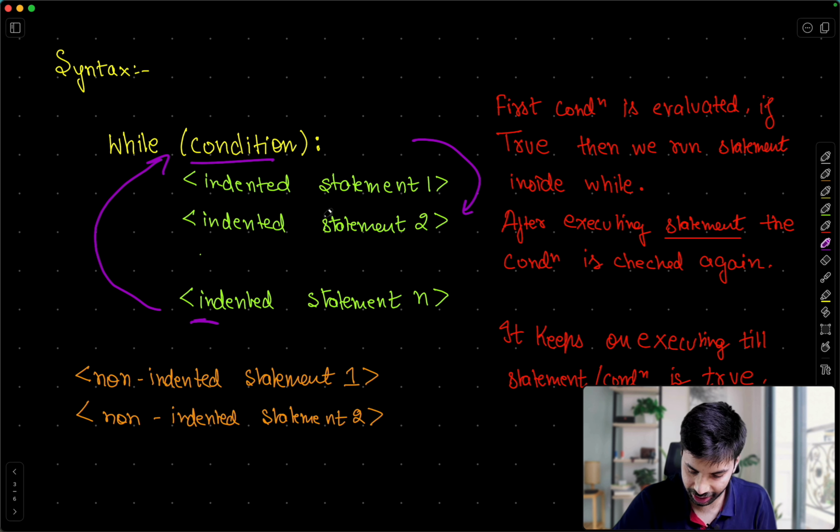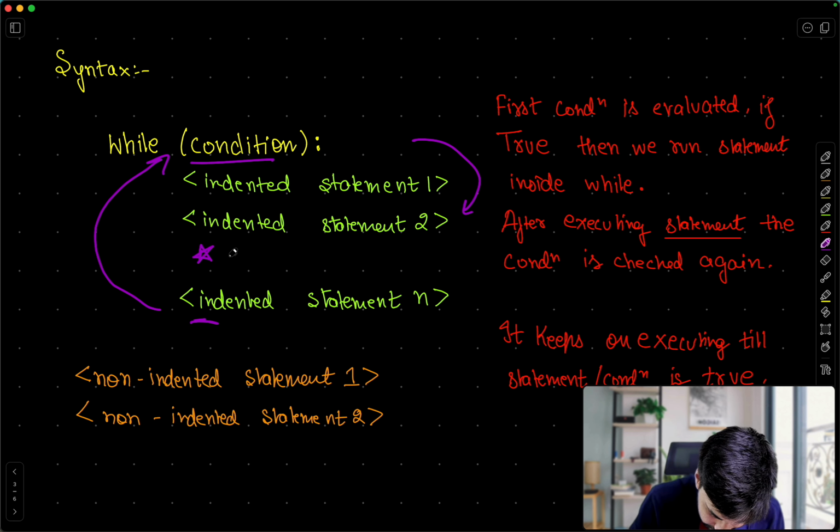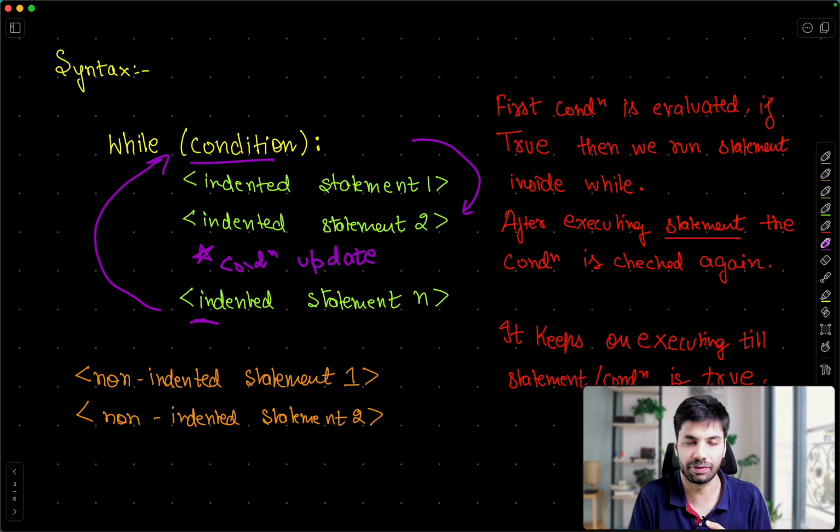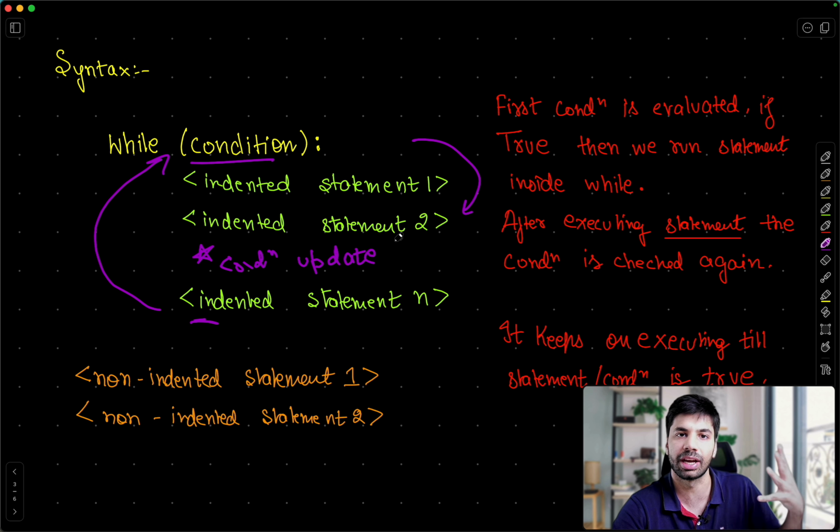And one thing I should write here, which I intentionally missed: condition update, right? So we have to make sure that we update this condition. If we are not doing that, then it's a very big problem, and we have to avoid that. Okay everyone, so this is the overall working and intuition behind your while loop. Of course we can do all the things, we just have to make sure of these conditions.